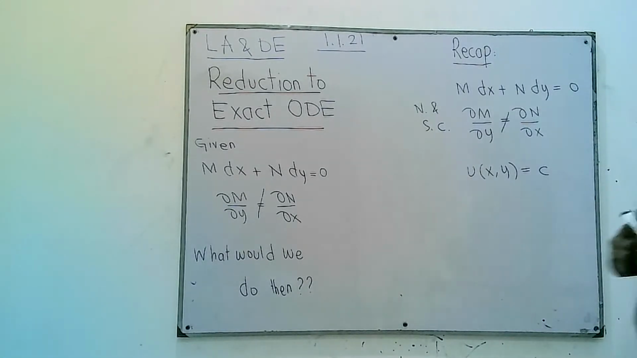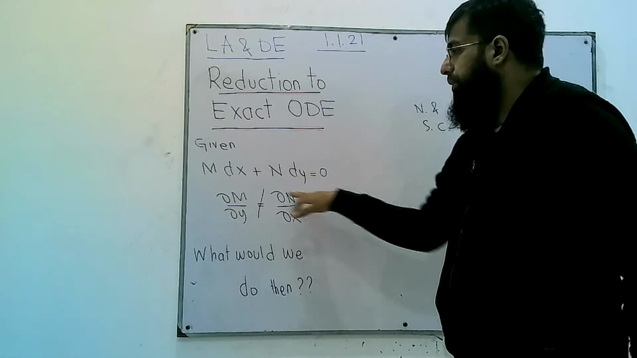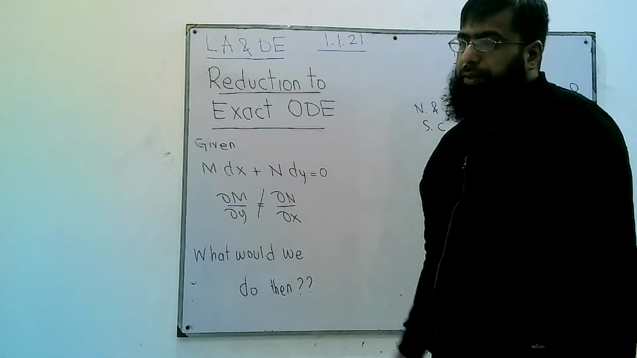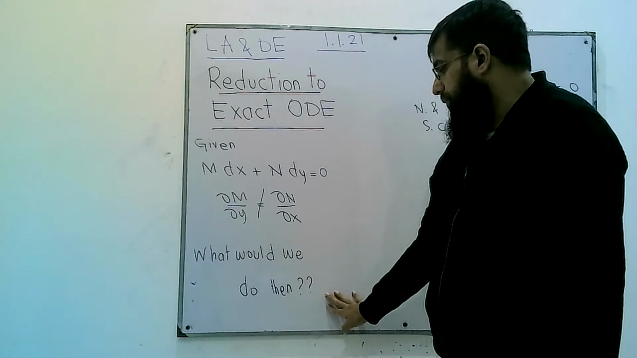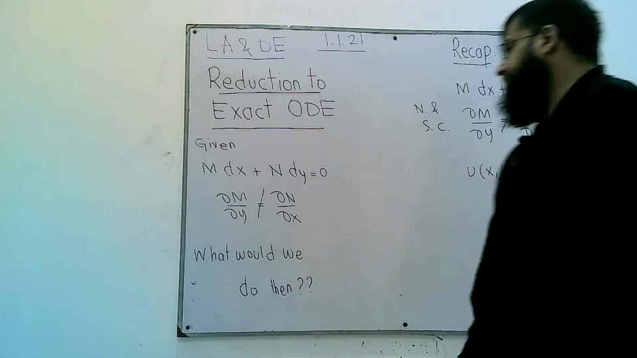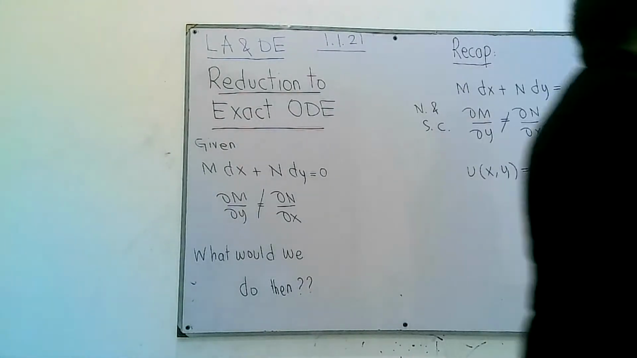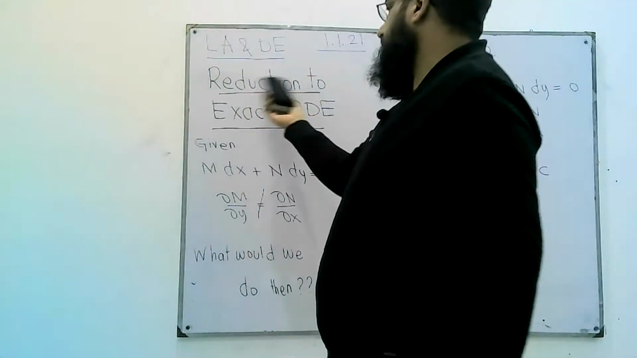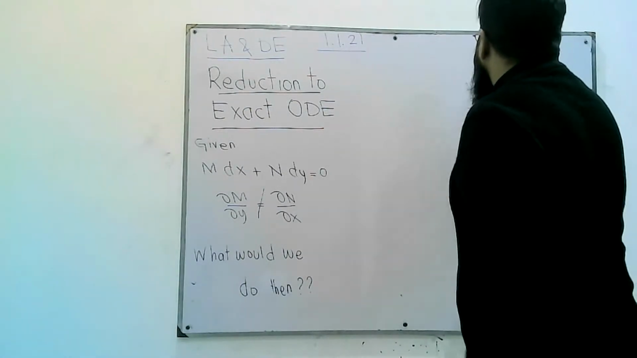If you are given an equation that looks like this, some function multiplied by dx plus some function multiplied by dy is equal to 0, and you check the necessary and sufficient condition, and it is not fulfilled, partial M over partial y doesn't come out to be equal to partial N over partial x, what should we do then? We should do something smart to make it exact. So we're going to study this reduction to exact ODE.